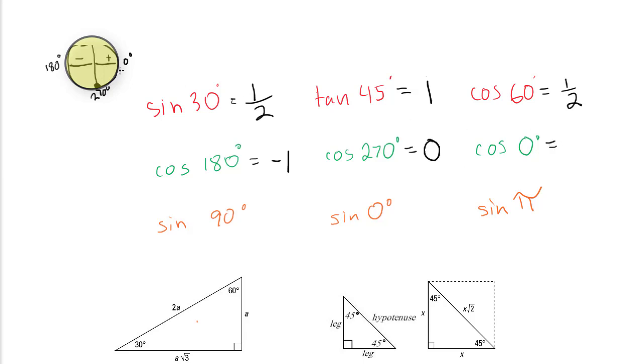The cosine of 0, we should know, is 1. The sine of 90 is 1. The sine of 0 is going to be 0. The sine of pi, don't forget, pi radians equals 180 degrees. So this is effectively the sine of 180 degrees, which is 0. Again, at that point, you're all horizontal to the left. There is no vertical or any sign in our unit circle.